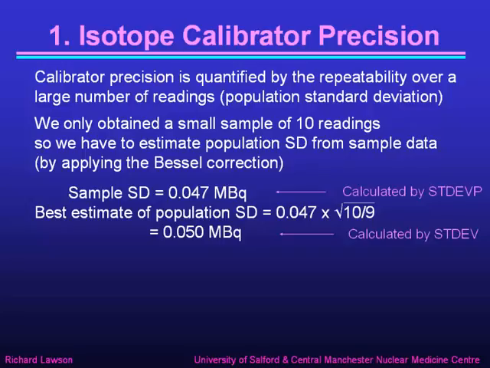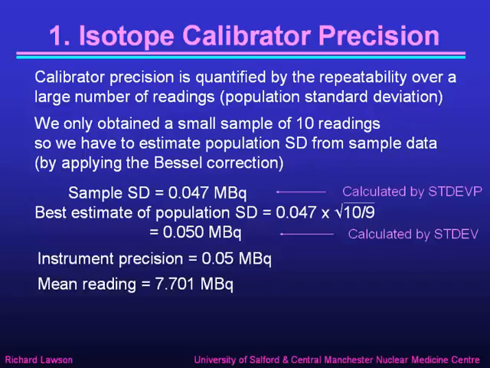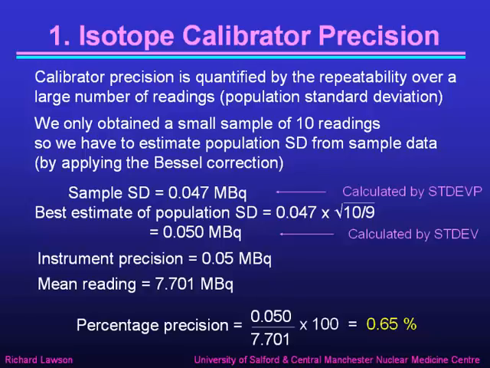So it doesn't really matter which method you use to calculate the estimate of the population standard deviation. The instrument precision is therefore 0.05 megabecquerels based on our estimate of the population standard deviation. The mean was 7.701, so the percentage precision is 0.050 divided by 7.701 and multiplied by 100 to make it a percent, which comes out to be 0.65%. So that is the answer for the percentage precision of the instrument, 0.65%.